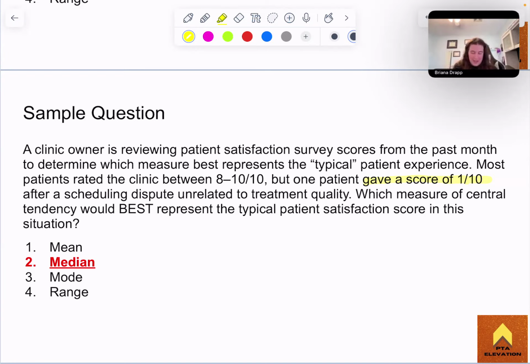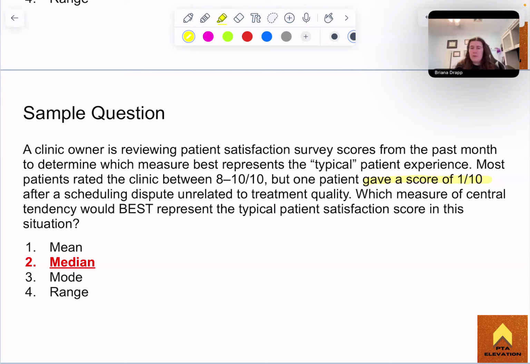Anyways, yep, so the answer here would be median, because if they took the mean, they would have all these patients who are doing well, then that 1 out of 10 would drag the average down and say, oh, looks like the average rating for this clinic's like a 6.5 or a 7 out of 10. But you see most people are rating it between an 8 to 10. So if they use the median, we're probably getting about an 8.5 or 9 out of 10 for the satisfaction rating, which is a more accurate representation of the patient satisfaction survey in this situation.